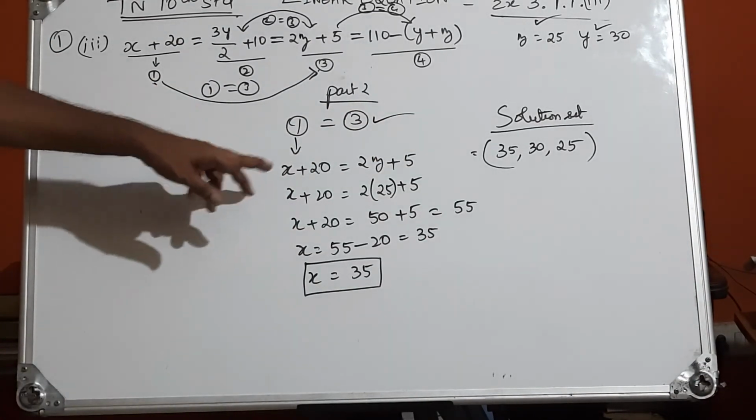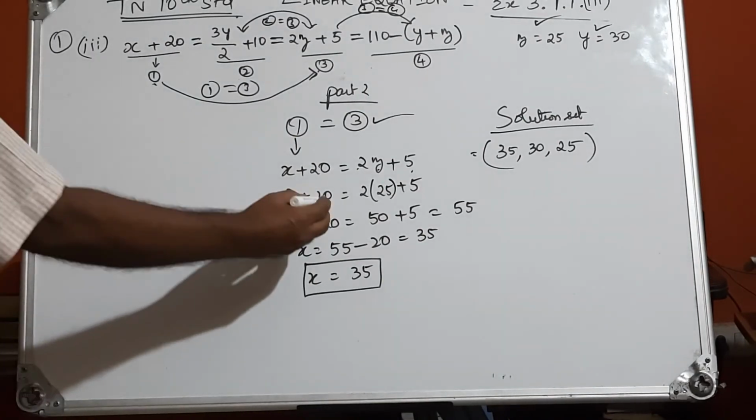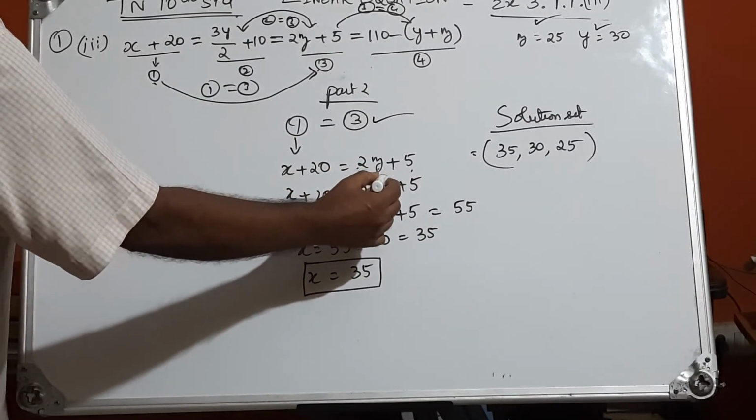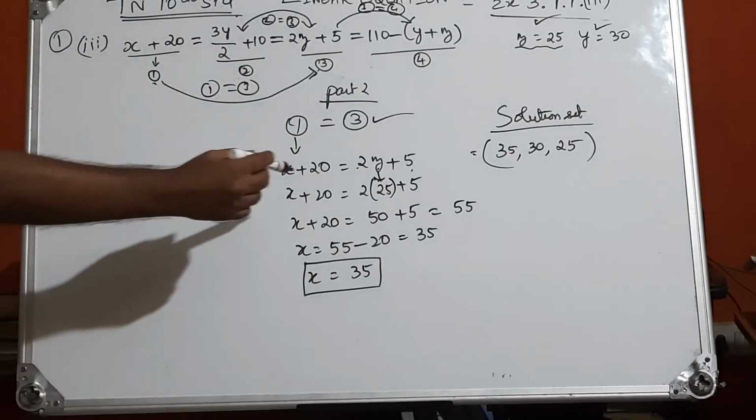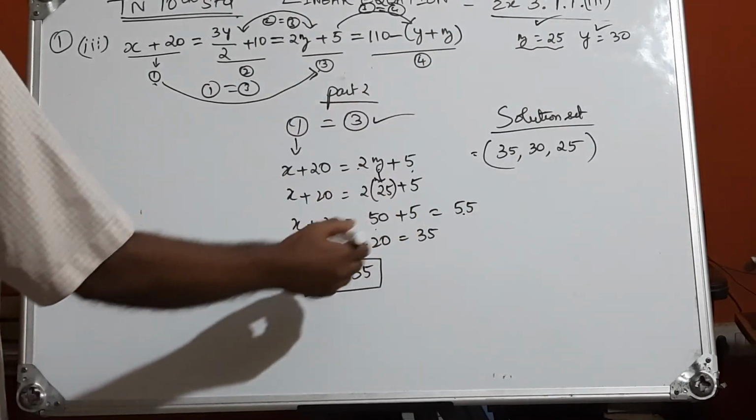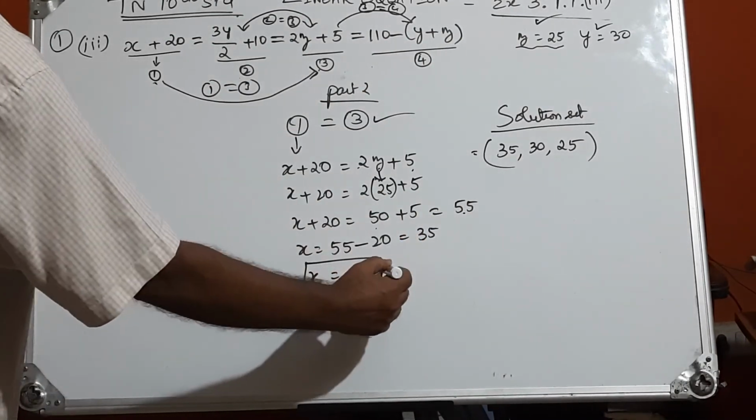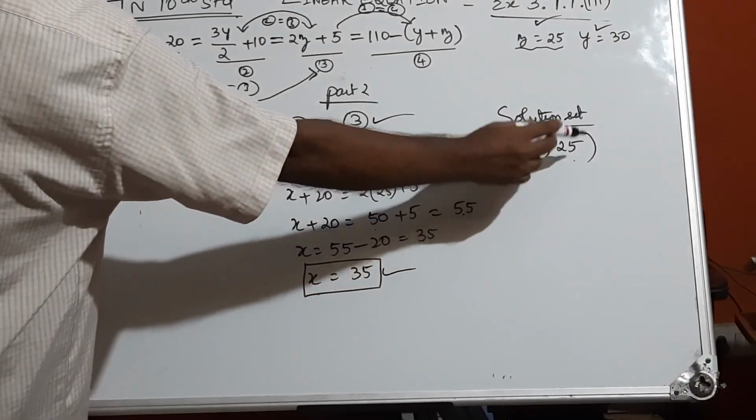So 1 is nothing but x plus 20. 3 is nothing but 2z plus 5. So x plus 20 equal to, z is nothing but we got as 25 already. Z is 25. So 2 into 25 is 50 plus 5, it is 55. So x is equal to, take the 20 to that side. 55 minus 20 is 35. So x is equal to 35. Therefore the solution set is 35, 30 and 25.